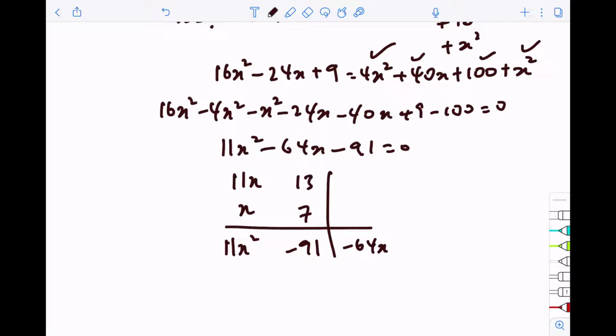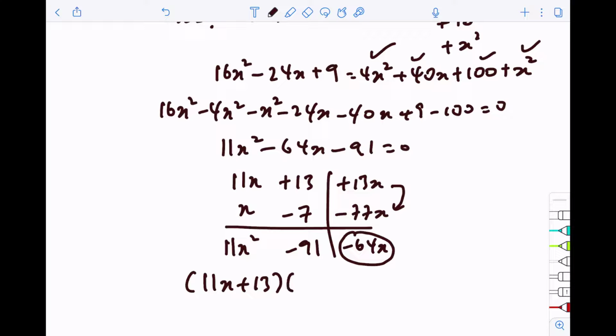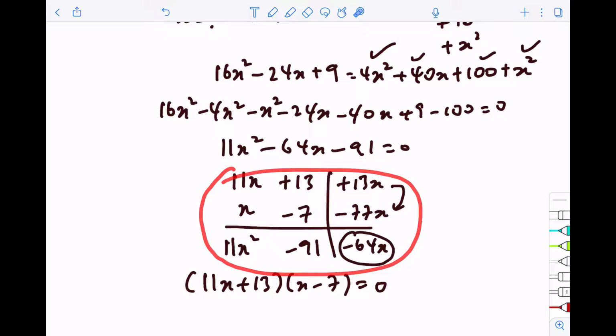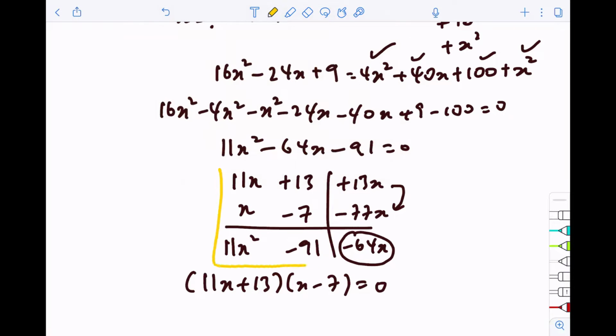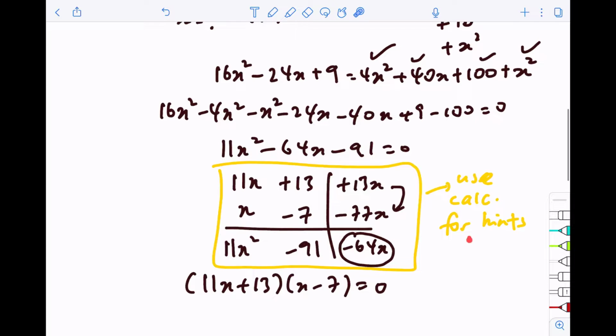7 and 13, negative positive, so positive 13x minus 77x. Indeed, when you add these two up together, you will get negative 64x. So the factorized answer is 11x plus 13, x minus 7 equals 0. So this is a part you need to just play around a little bit on the factorization. You can use the calculator to give you some hints on how you can write the values.